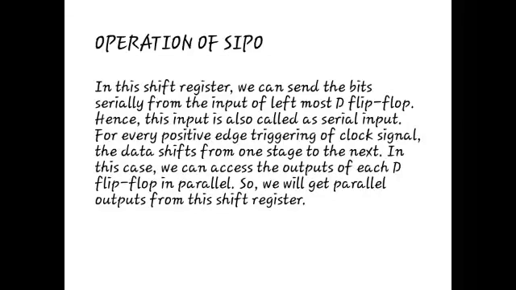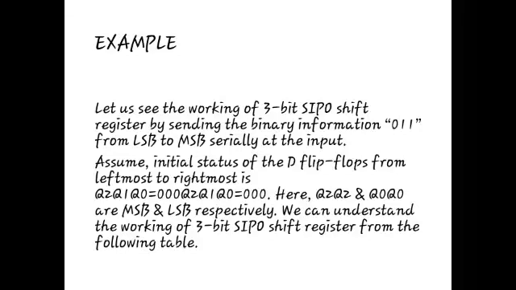Next, the operation of SIPO. In this shift register, we can send the bits serially from the input of the leftmost D flip-flop. Hence, this input is also called serial input. For every positive edge triggering of the clock signal, the data shifts from one stage to the next stage. In this case, we can access the output of each D flip-flop in parallel. So we get parallel outputs from this shift register.